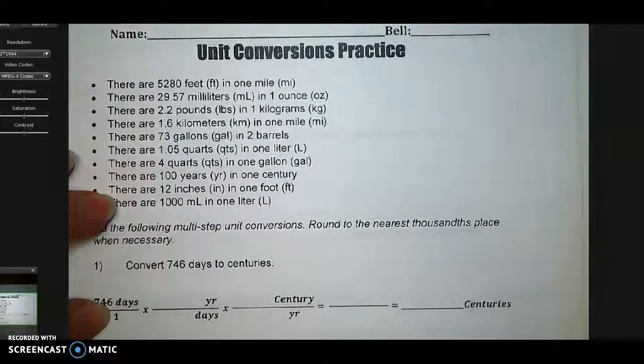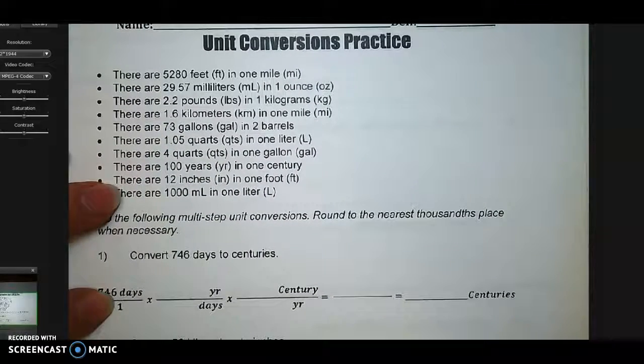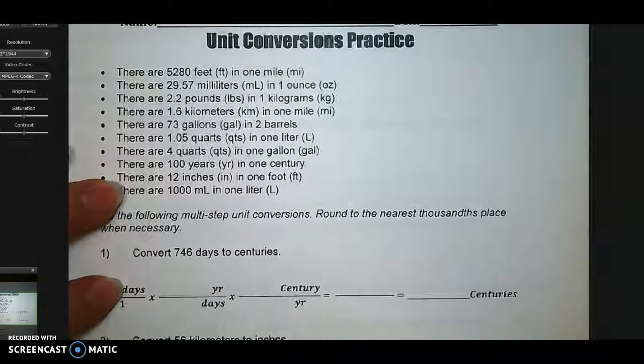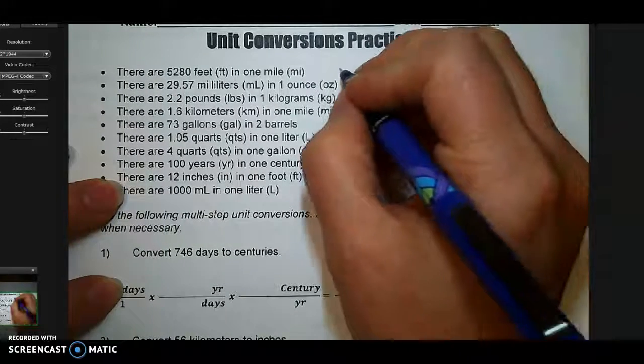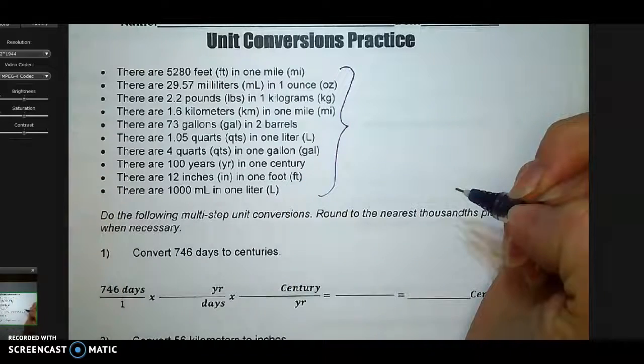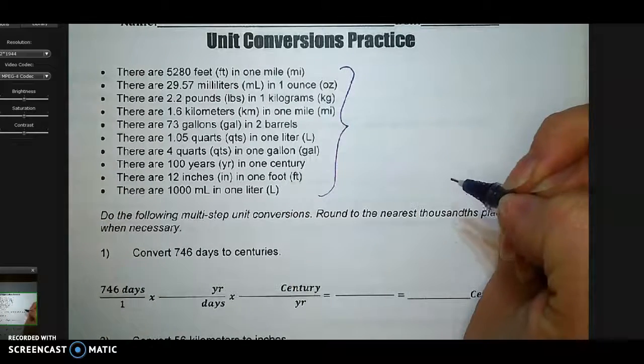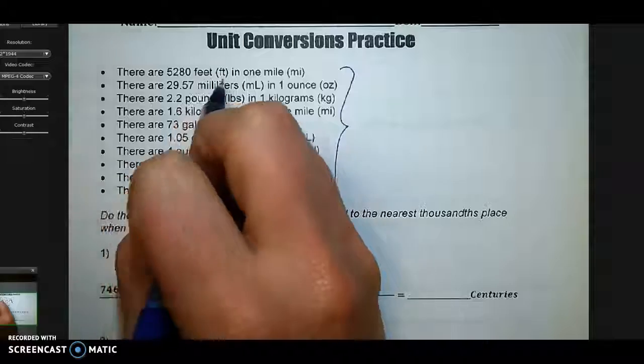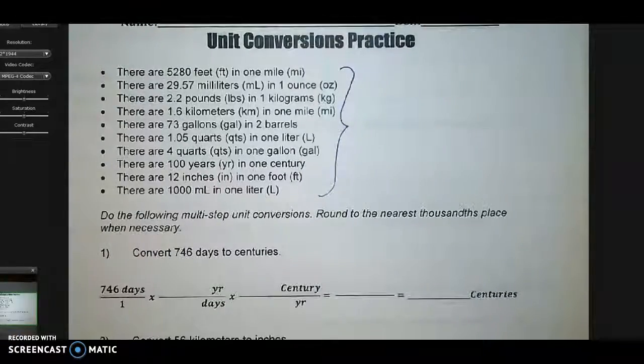All right, so today we're going to start talking about units and unit rates, and we need to make sure that we are able to convert between different units. And so there are some items up here of interest that are going to give you like 5,280 feet and 1 mile. So they are going to give you some basic conversions that are unit rates.